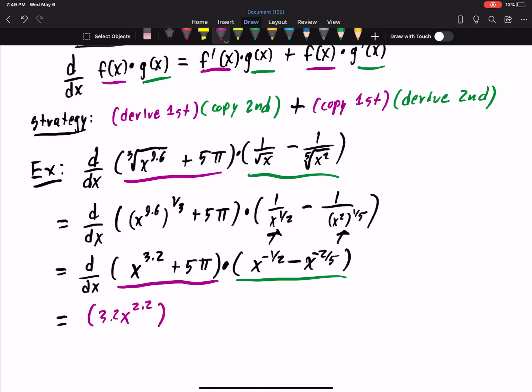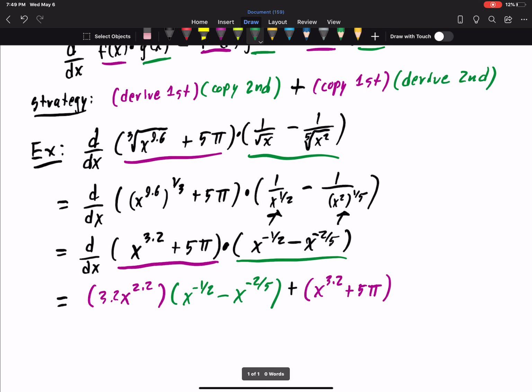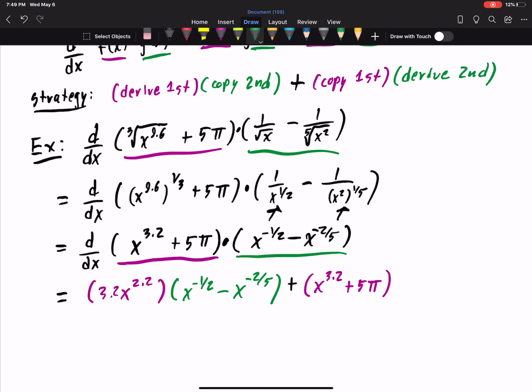Now we just copy paste the second one. Like that. And then we copy paste the first one. So we have x to the 3.2 plus 5 pi. As weird as that is. Oh my gosh, my screen's moving. And now we derive the second one.